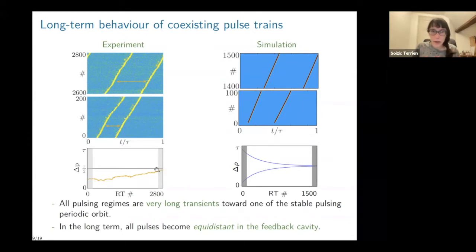So the conclusion of that is that all pulsing regimes are very long transients towards one of the stable pulsing periodic orbits. And because these stable pulsing periodic orbits correspond to equidistant pulsing patterns, this means that in the long term, all pulses become equidistant in the feedback cavity.